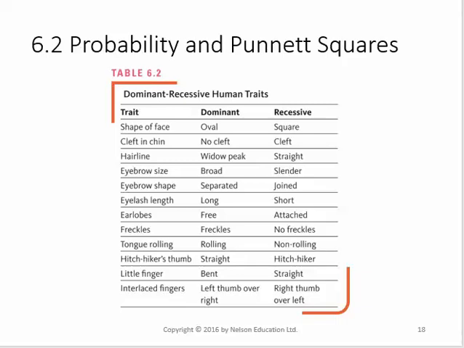Hairline, whether there's a widow's peak, that's the dominant, versus a straight hairline. Homozygous recessive, straight. Eyebrow size, slender would be the recessive. Unibrow versus separated eyebrows: separated is the dominant, the recessive is a unibrow. Long eyelashes are dominant over short. Free earlobes versus ones that are attached that don't hang free.